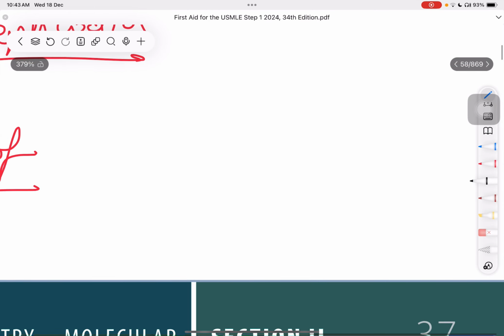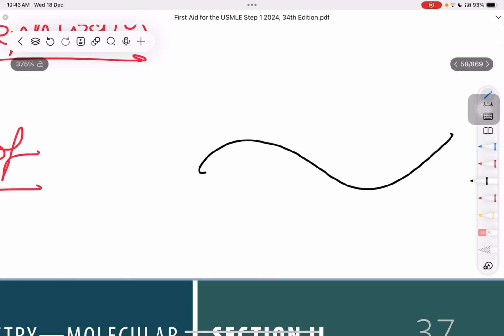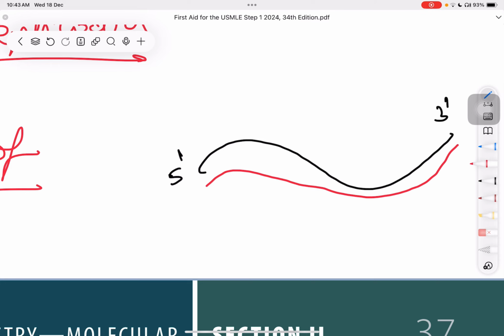Yeah, see, this is your... Please concentrate, this is important. 5 prime, 3 prime. You need synthesis from 5 prime to 3 prime in daughter DNA. But this is the lagging strand, so it's not happening as easily as we think.